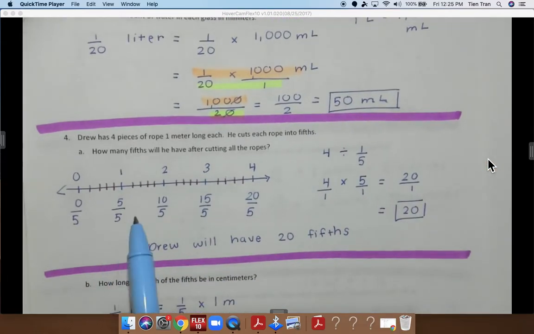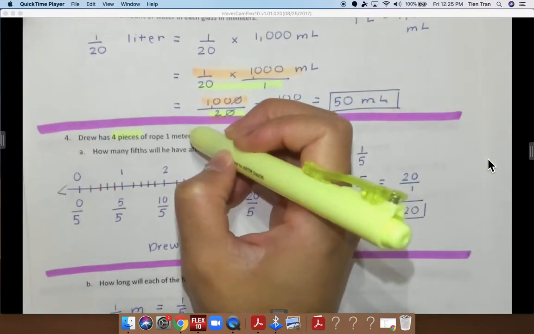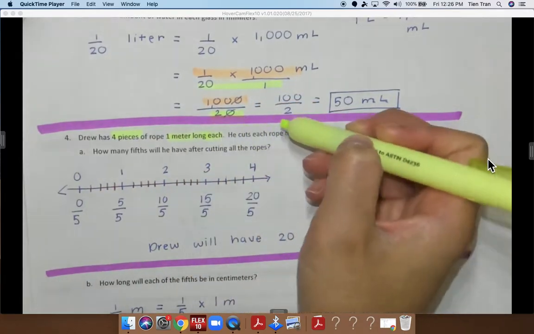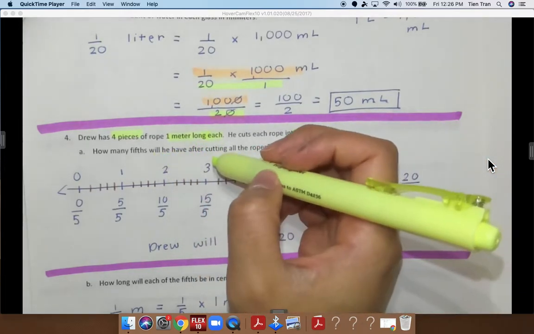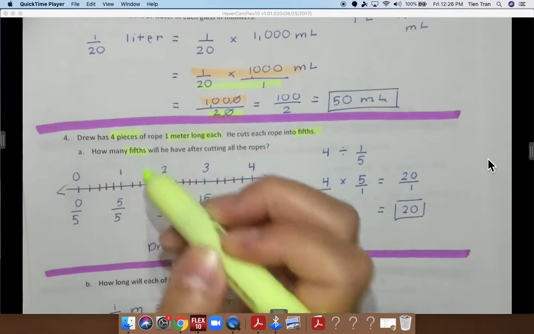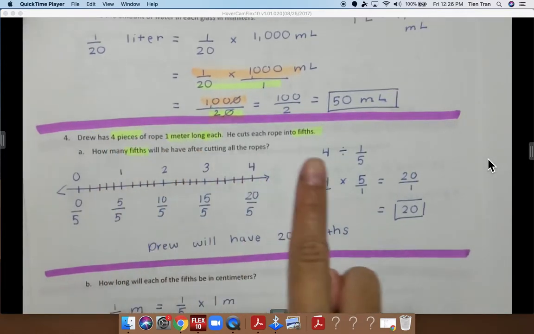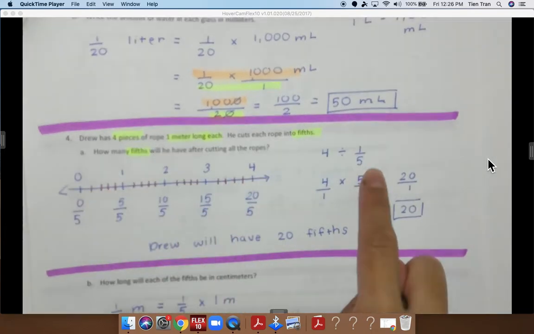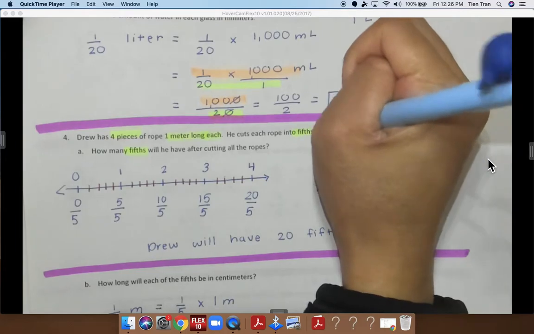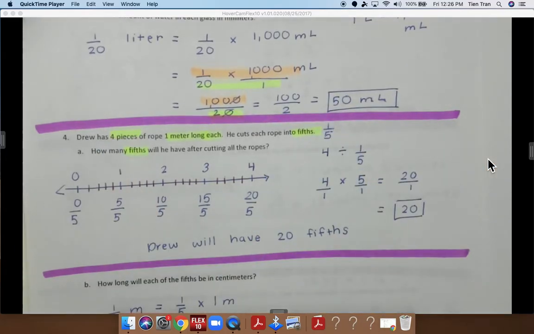Okay, for problem number 4, it says here Drew has 4 pieces of rope, 1 meter long each. He cut each rope into fifths. How many fifths will he have after cutting all the rope? So they want to know how many fifths he will have. And remember, there are 4 pieces. So this is where I'm getting 4 from, and it's being cut into fifths. So that means 1/5. So we're dividing 4 divided by 1/5.